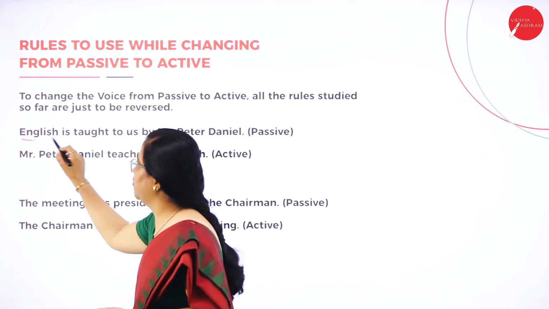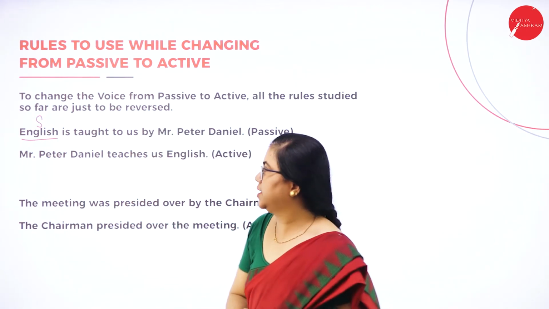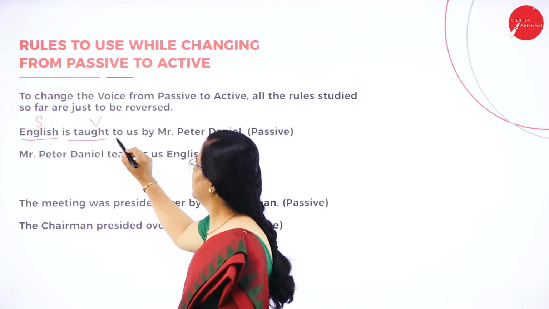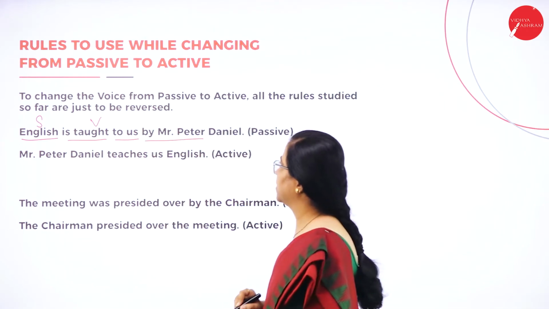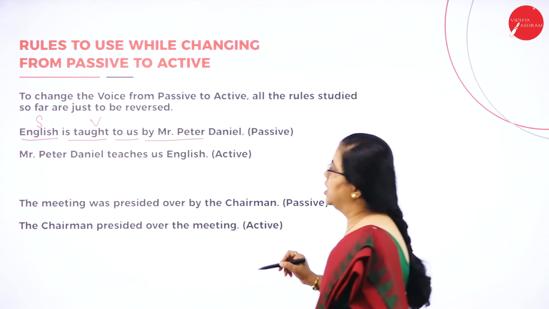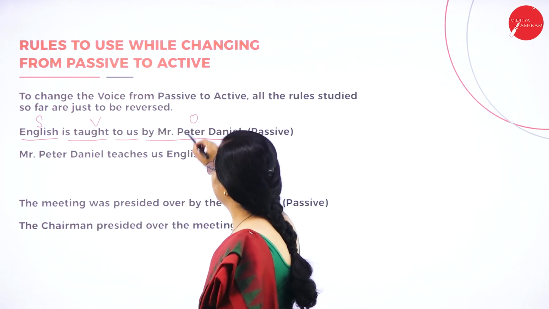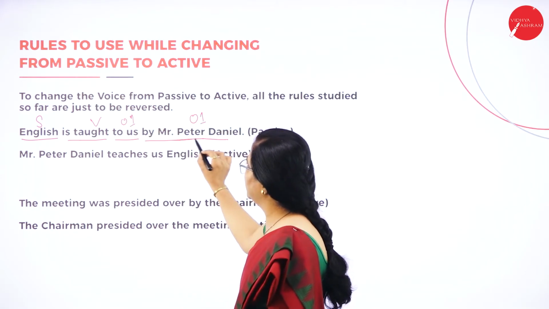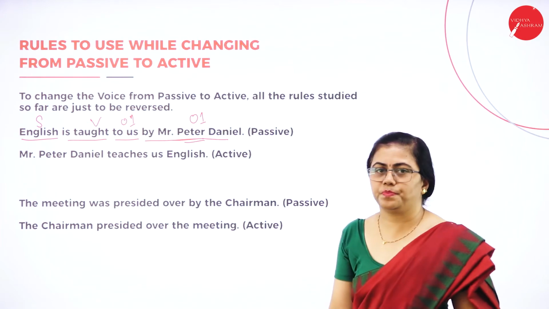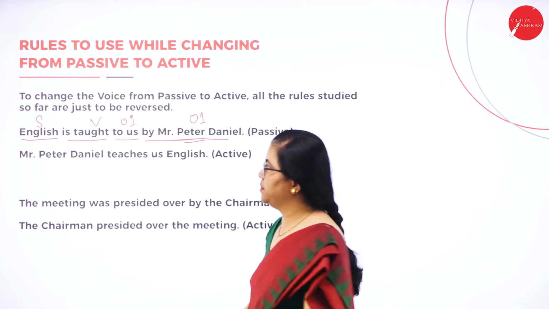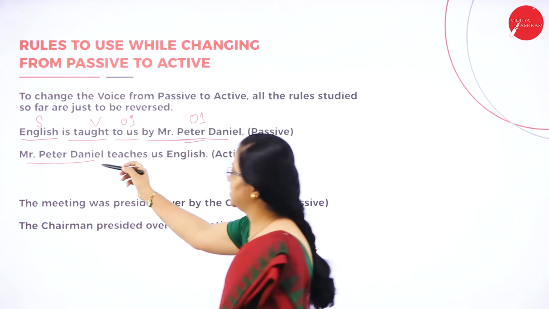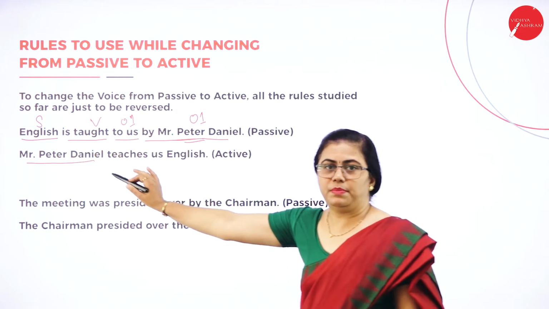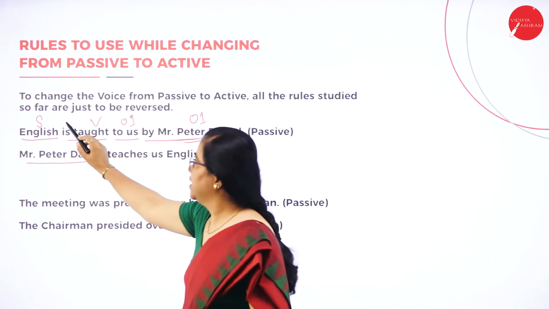So you just have to identify the subject, which will become the object. Okay. Then is taught, that is the verb here. Then to us by Mr. Peter Daniel. Okay. So here, very simple, this is an object and this also is an object. Whenever this comes, usually the proper noun you keep as the subject. Now here you can see Mr. Peter Daniel, that is the proper noun. That comes to the subject, and is taught is in simple present.